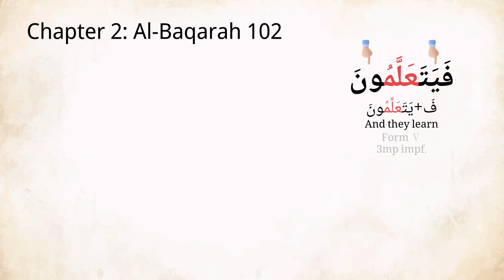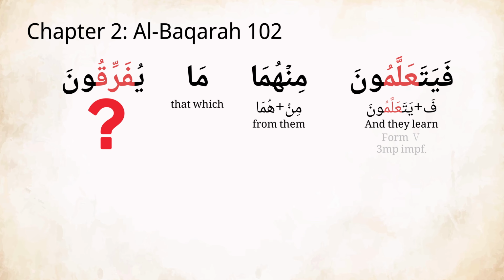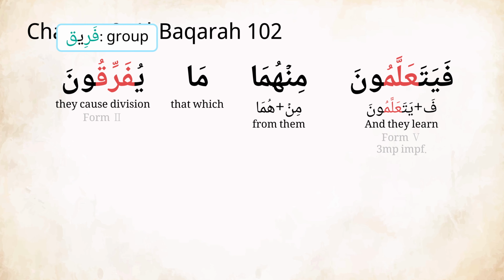Even though it is referring to a past event, the imperfect tense is used to describe it as if it is happening at the moment. Moving on, we get min huma, which is min plus dual pronoun huma, meaning from them, or from the two angels. Up next is ma, meaning what or that which. And then we have yufarriquna, meaning they cause division. The shatta over the second radical indicates form 2 verb. The verbal root is faraqa, which carries the meaning of division. We've also seen the word fariqun from this root many times, meaning a group. So the form 2 verb means to cause division.